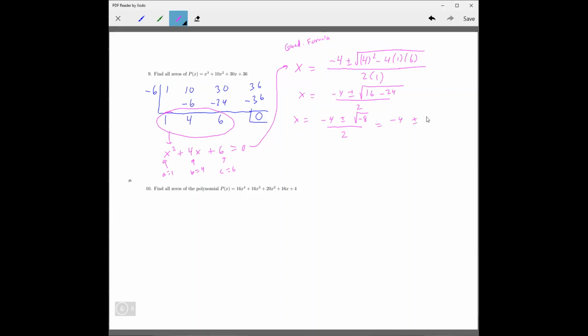-4 plus or minus the square root of -8. Okay, so the square root of 8 is 2 root 2. And then the square root of -1 is i. So put that there. Now you can factor 2 out of the numerator, and then those will cancel. Okay, so your zeros are going to be -6, and then -2 plus root 2 i, and -2 minus root 2 i. Okay, so those are going to be our 3 zeros.